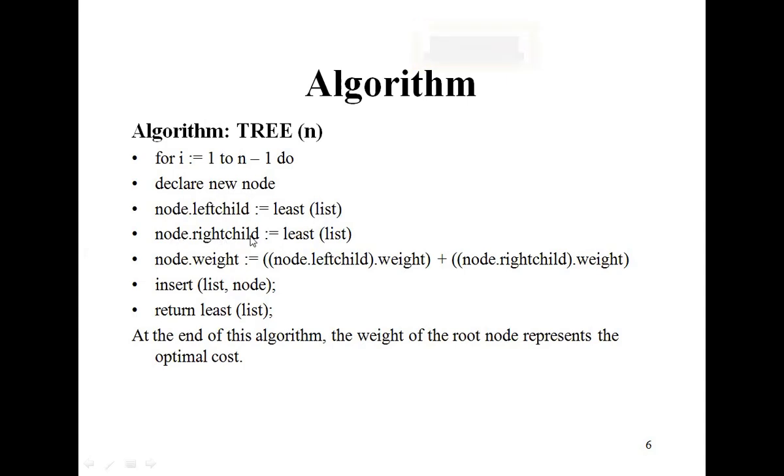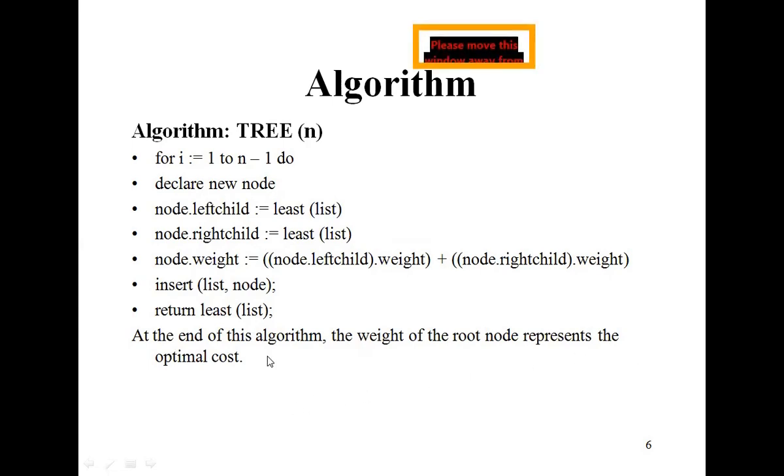Node dot right child: now consider the right child pointer of the node. That is also least of the list. Now the weight of the node you will get from the weight of the left child and the weight of the right child of the node. When you combine both these weights you will get the weight of the node. Now insert list, node. Now you can insert into the list. Return least of list.